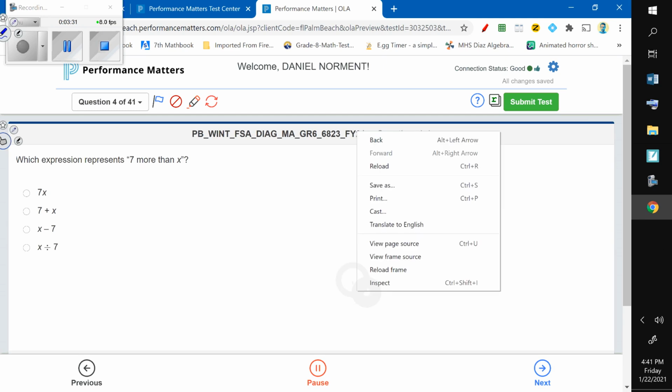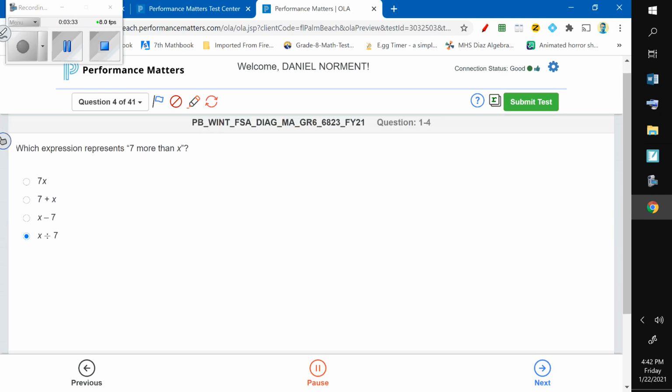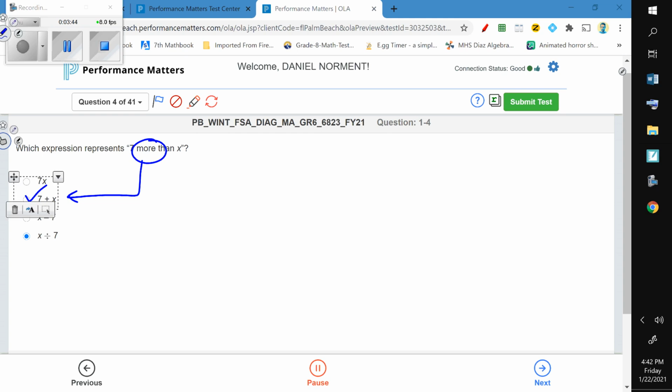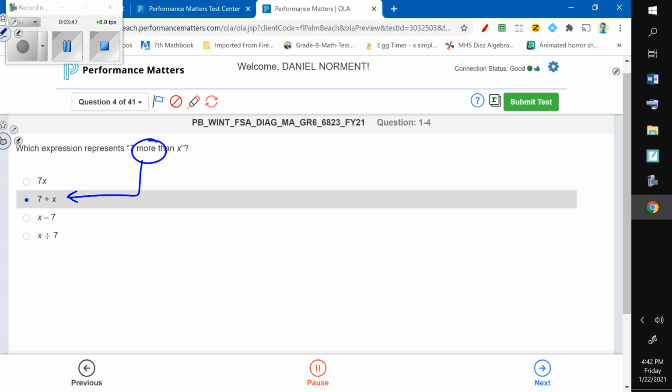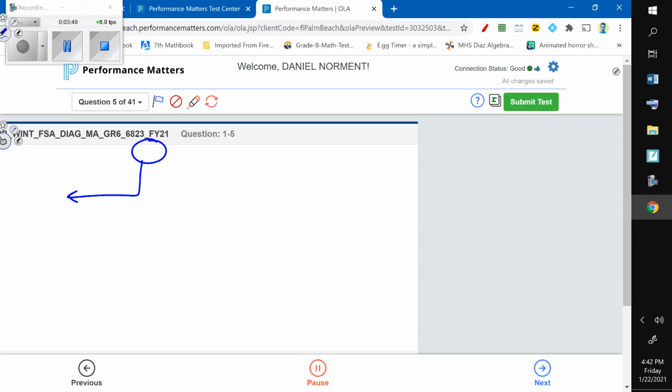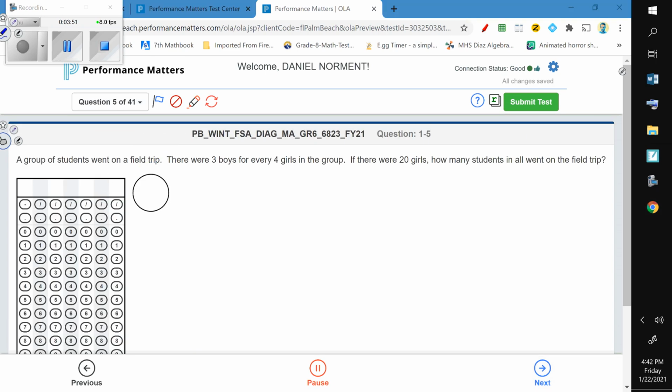Number 4. Which question represents 7 more than x? Now, more than, is that addition, subtraction, multiplication, or division? Definitely addition. Okay, the answer is that right there. That's the answer.